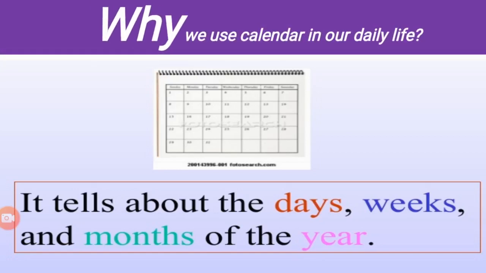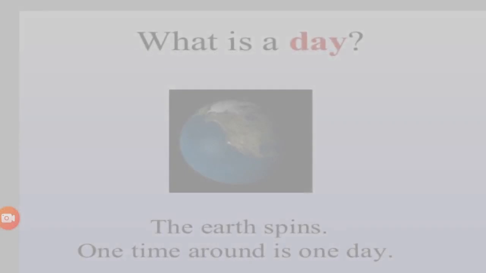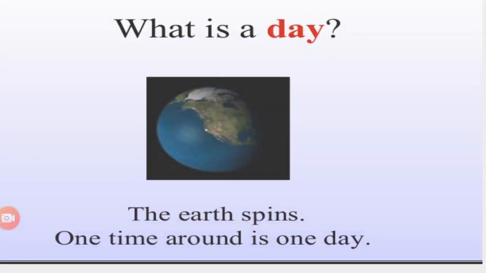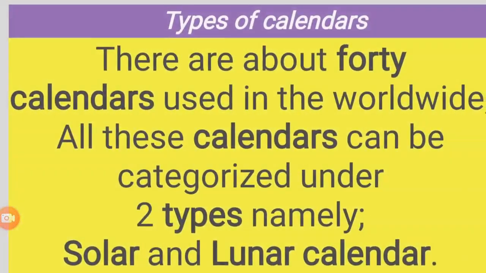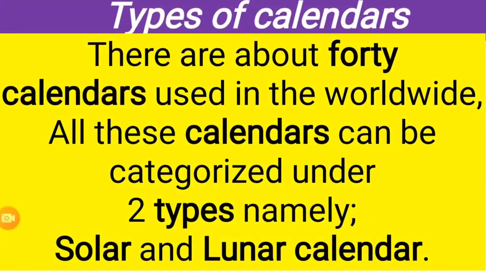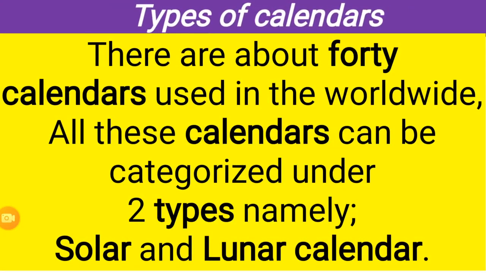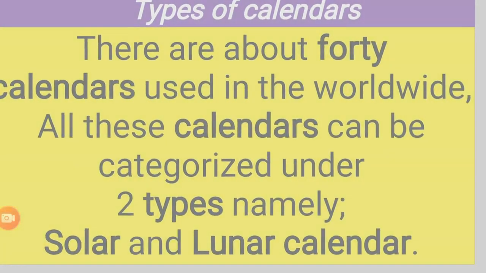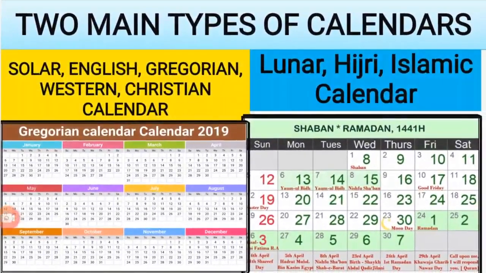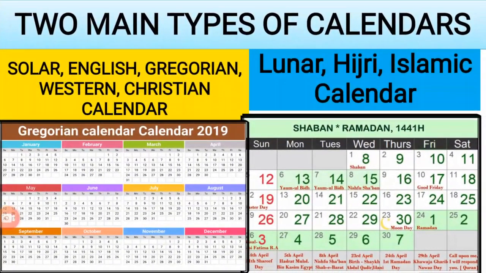And guys, there are two basic types of calendars: the lunar calendar and the solar calendar. But you shouldn't forget that 40 different types of calendars are used worldwide, though the two main types are the solar calendar and the lunar calendar. I told you that the solar calendar has different nicknames: English, Gregorian, Western, and Christian calendar. Our lunar calendar also has nicknames: Hijri or Islamic calendar.